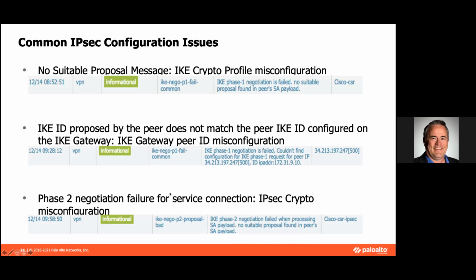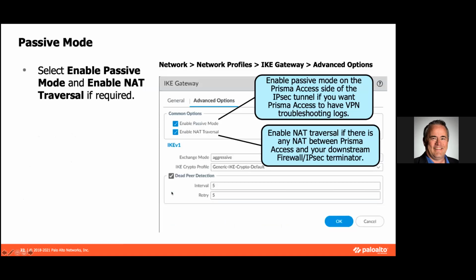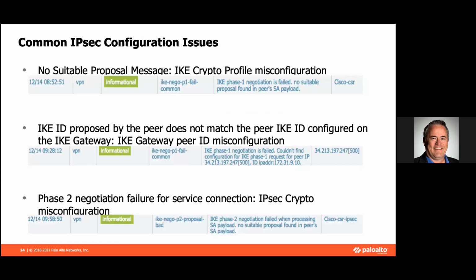So as long as you remember to enable passive mode for the IPsec tunnel termination on those nodes up in Prisma Access, you're going to get this information. Otherwise, you're just going to see failures. Phase 1 failure, phase 2 failure. You're not going to have much useful information. You're going to have to go to that device on the ground to figure it out. So great troubleshooting best practice there.